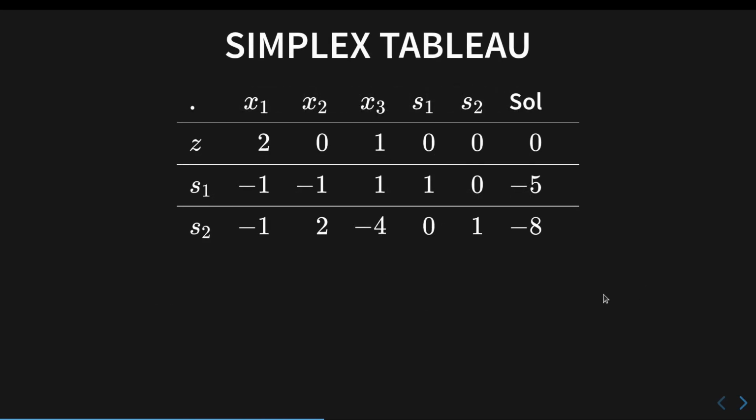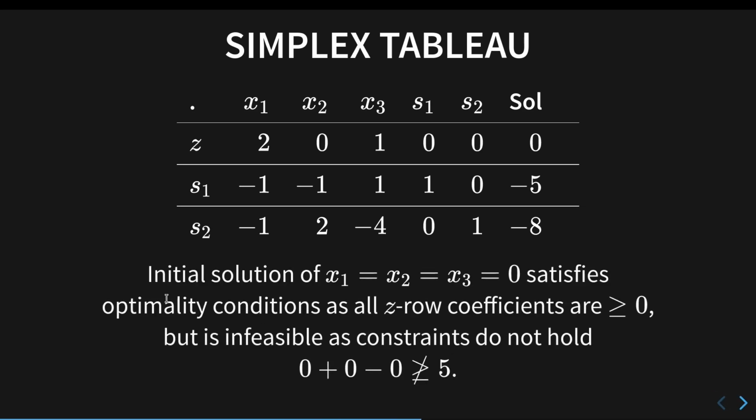From the standard form, we form the Simplex tableau as seen on the screen, and we give it the initial solution where all variables are 0. It satisfies the optimality conditions because all coefficients on the z row are above 0, but it's infeasible because one of the constraints do not hold, for example, this one on this line.